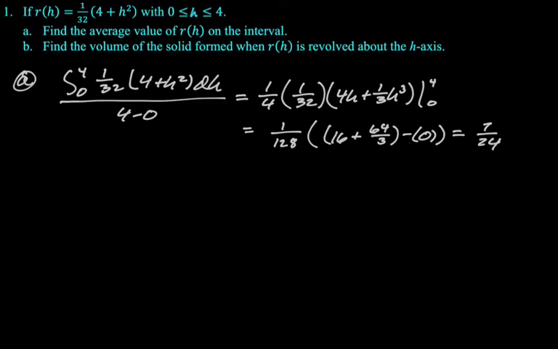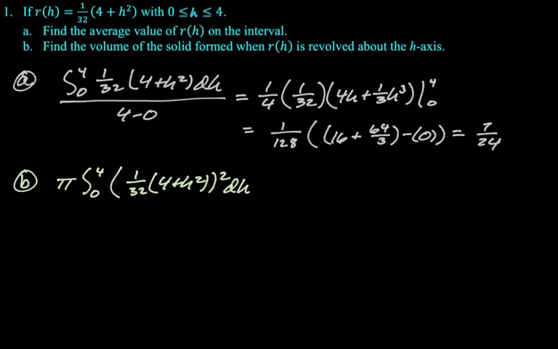All right. On the next one, I even less wanted to do arithmetic. So we want to find the volume of the solid formed when R of H is revolved about the H axis. So H is the independent variable, so this is like a normal volume problem. So we're just going to do pi, the integral of the radius squared. So it's going to be pi, the integral from 0 to 4, R of H, which is quantity 1 over 32, quantity 4 plus H squared, and then squared. And then dH.